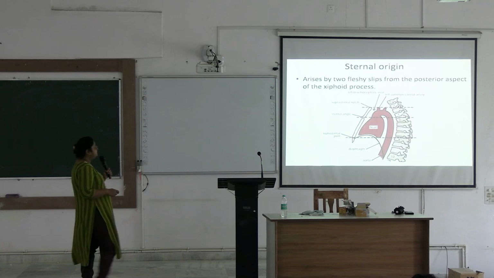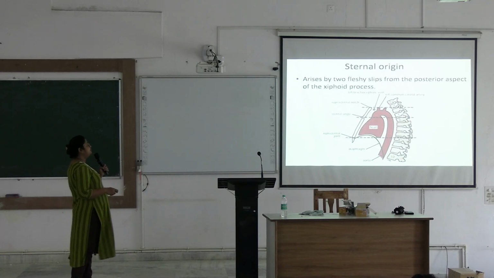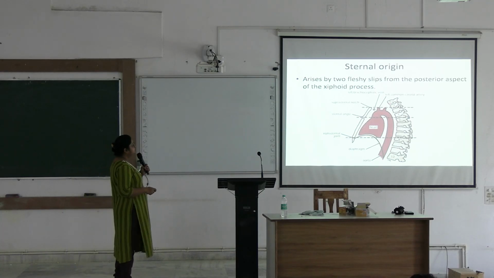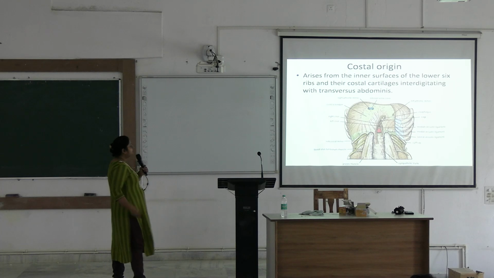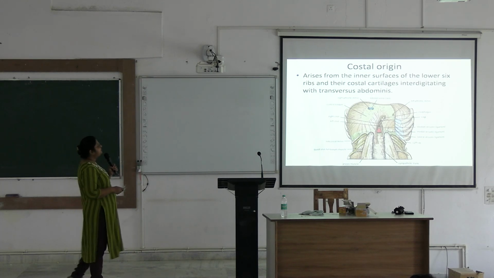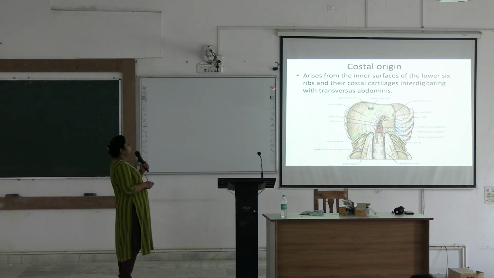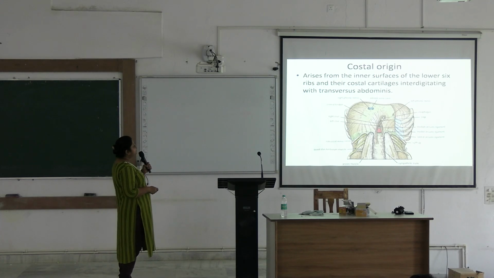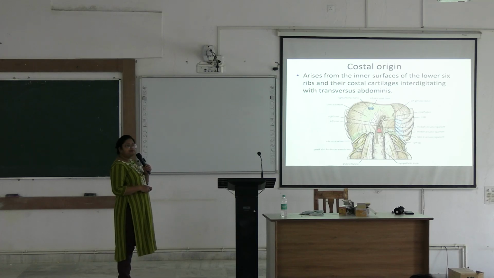Sternal origin arises by two fleshy slips from the posterior aspect of the xiphoid process. In this sagittal section, this is the diaphragm. So anteriorly it is originating from the xiphoid process, posteriorly from the vertebra. Next is the costal origin. It arises from the inner surfaces of the lower six ribs and their costal cartilages, interdigitating with the transversus abdominis muscle.